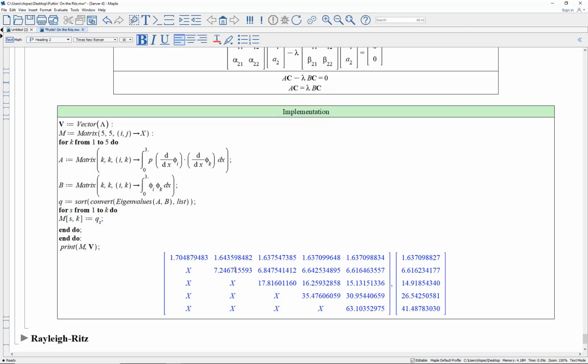Okay, this is now for the second eigenvalue. The approximations get better and better. This is the exact one. Third eigenvalue. Approximation, approximation, approximation. This is the exact one. So now you see, not so good. 30 here, 26 here, 63 here, 41 here. So you need to take more and more basis functions for this process to converge.